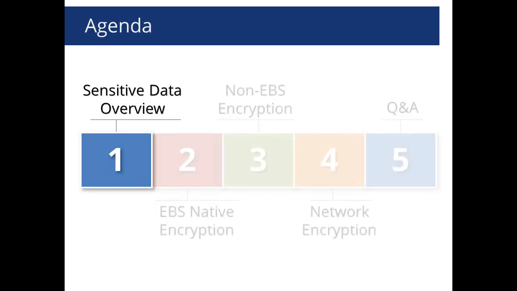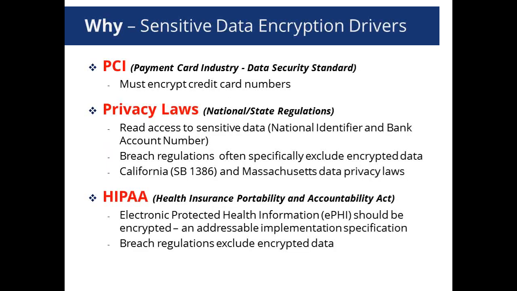So let's first talk about what sensitive data is and why you need to actually encrypt it. There are really three main drivers that we see for most of our clients when they start talking about sensitive data and why they want to encrypt it. The first and foremost one is PCI, the Payment Card Industry Data Security Standard. Requirement 3.4 of PCI DSS says you must encrypt credit card numbers. They recommend you encrypt some of the other values, but really the only mandatory piece is the actual credit card number, which the PCI standard calls the primary account number or the PAN.